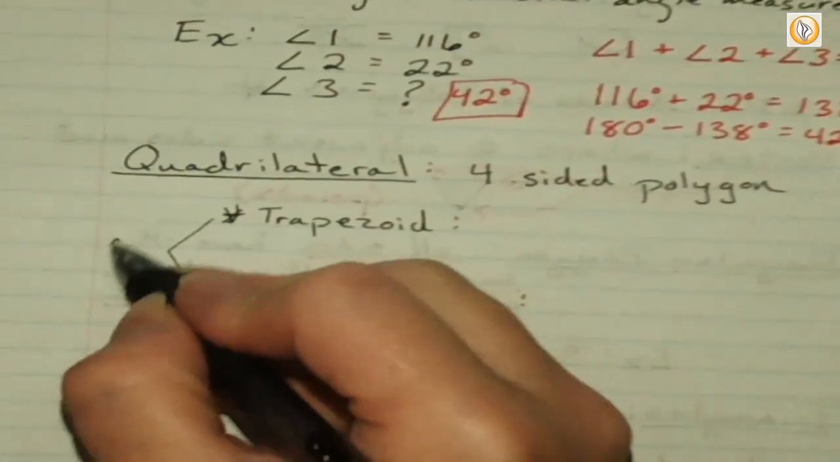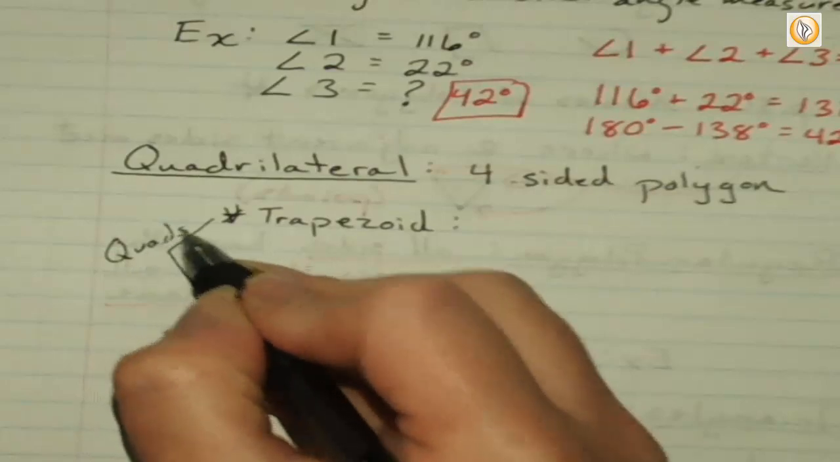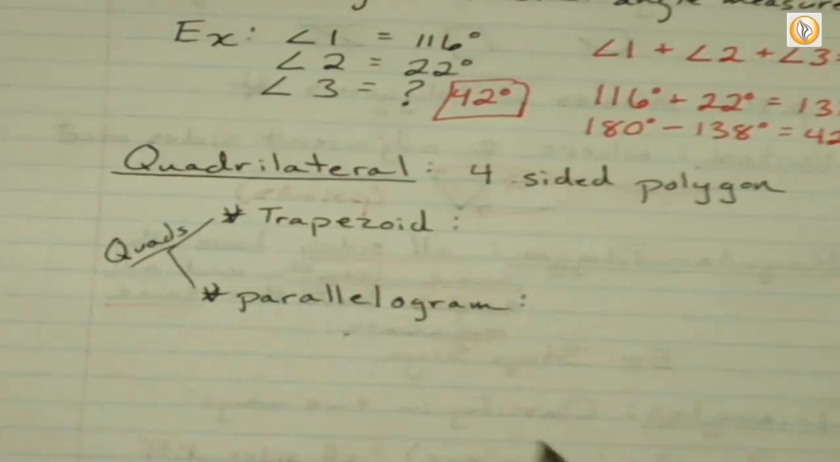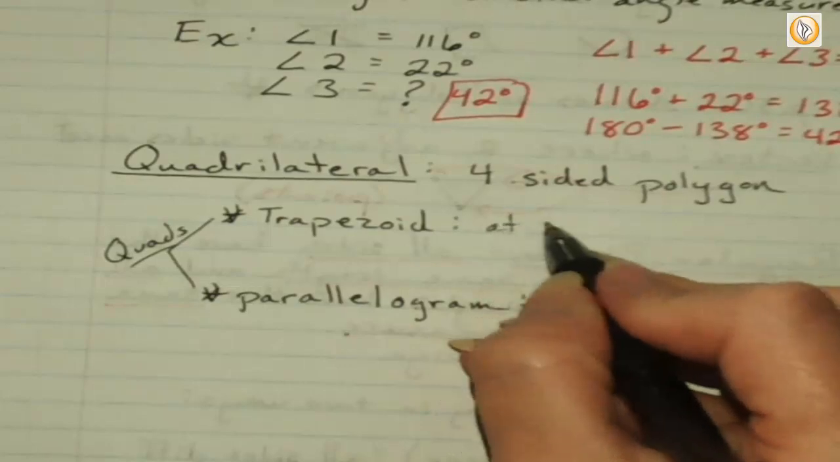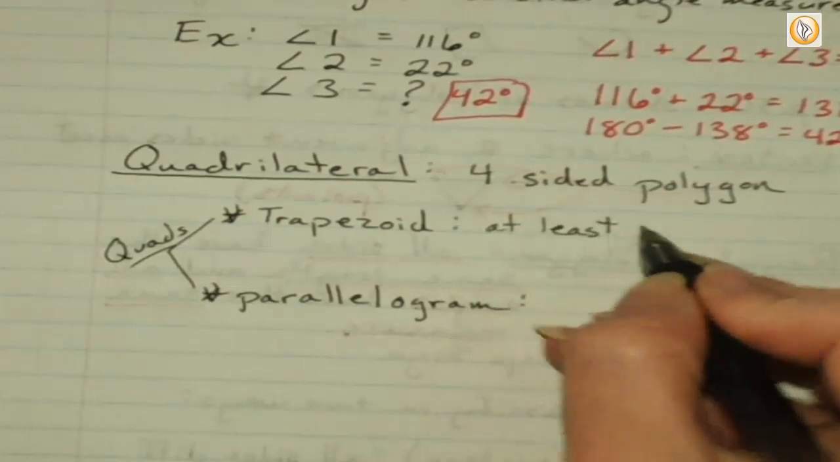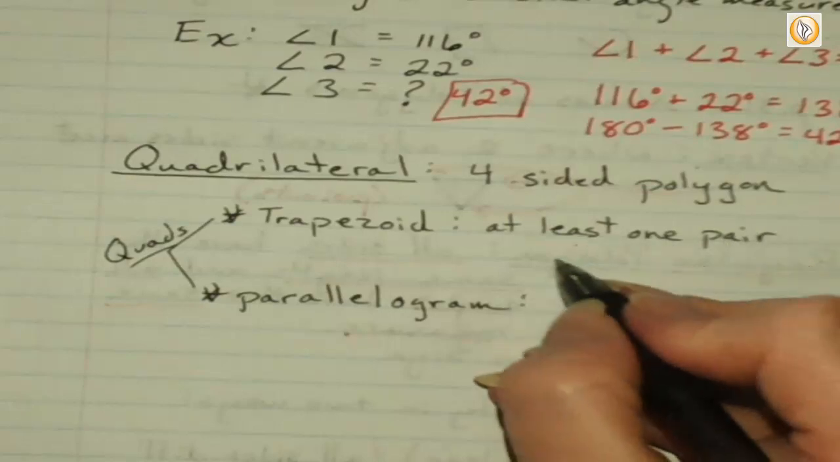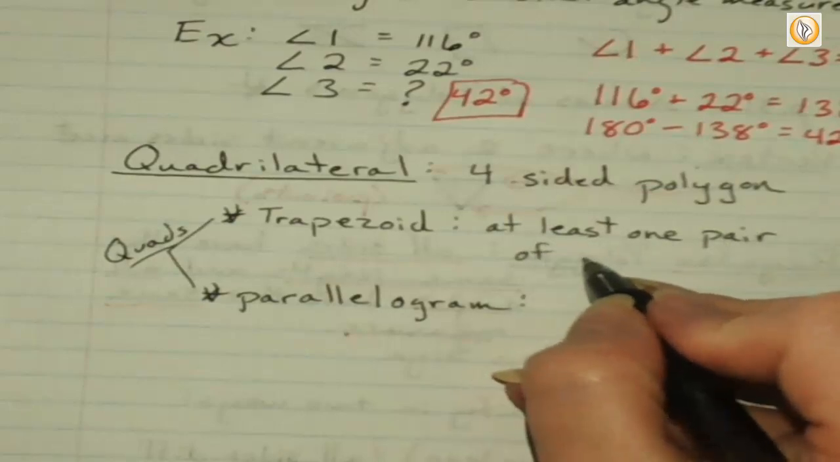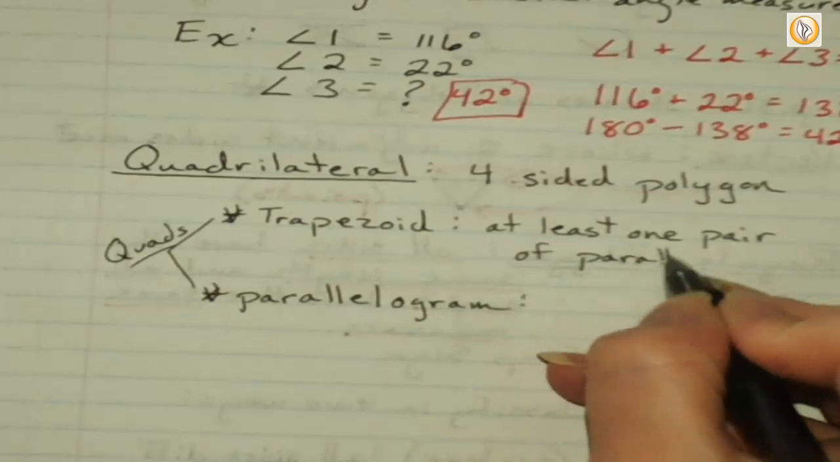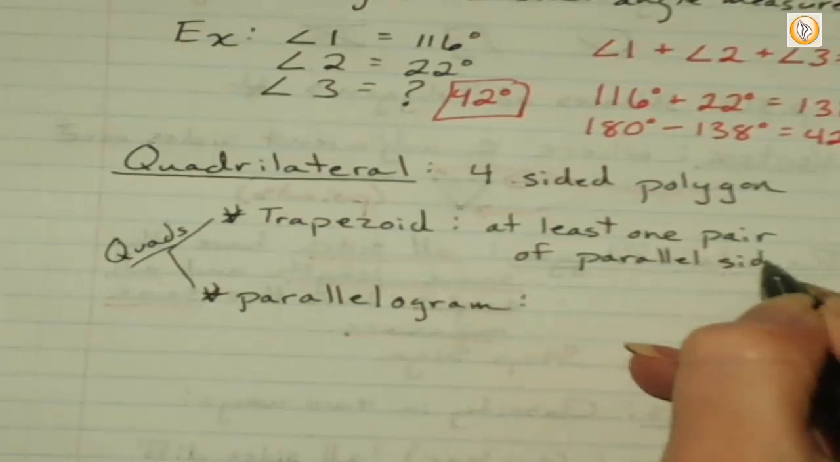So these two are your quads. Okay, a trapezoid has at least one pair of parallel lines. Or parallel sides, sorry.